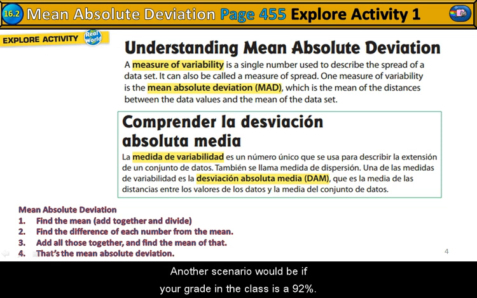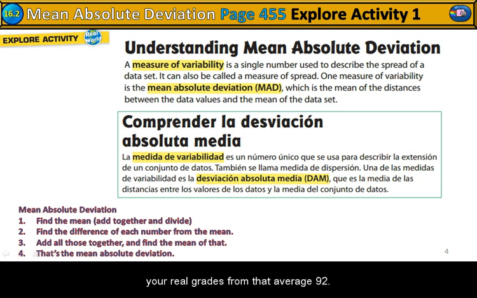Another scenario would be if your grade in the class is a 92%. Does that mean that every assignment you completed and submitted was 92%? Or maybe the grades averaged out, some highs and lows, maybe a couple of 88s. And the question we have to answer is, how far apart are your real grades from that average of 92? Again, this is what the mean absolute deviation is.